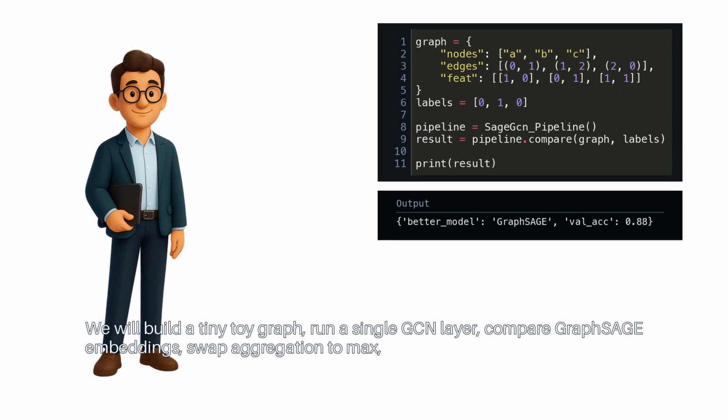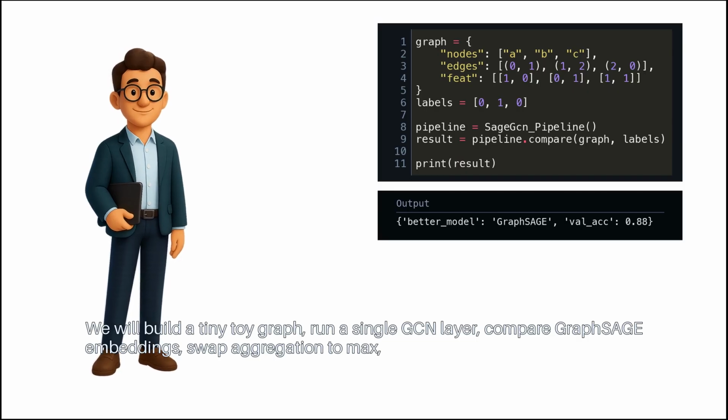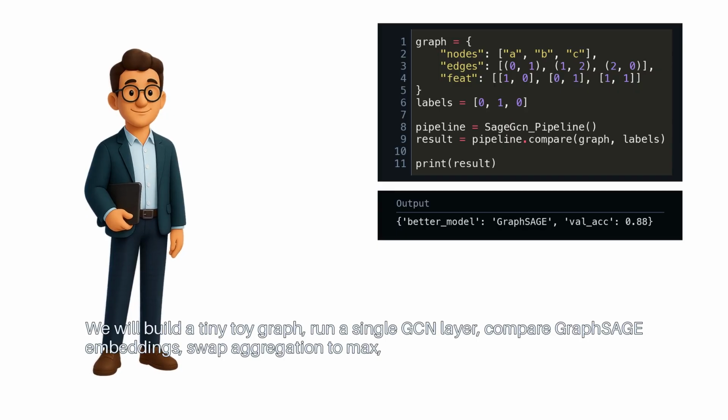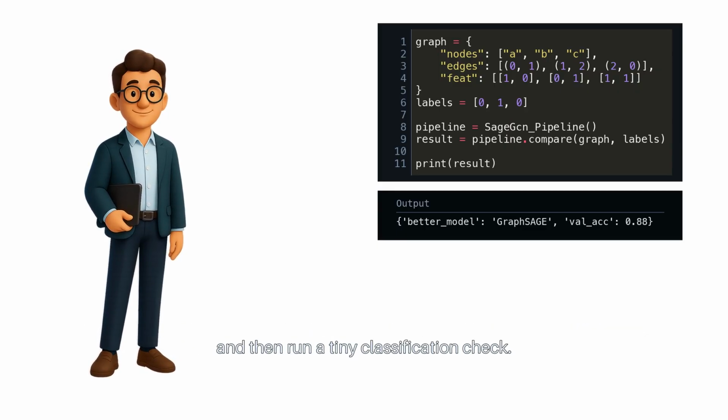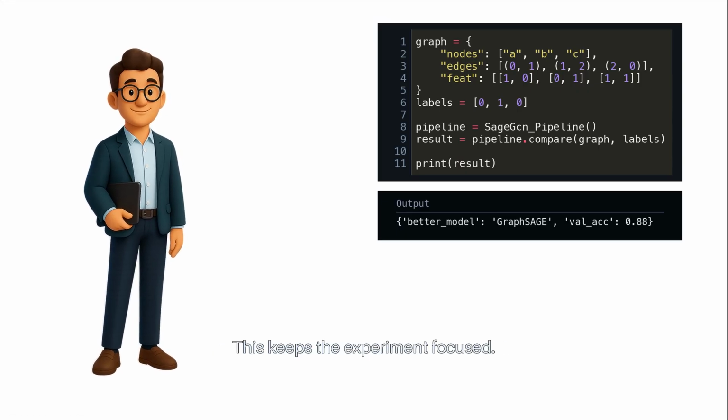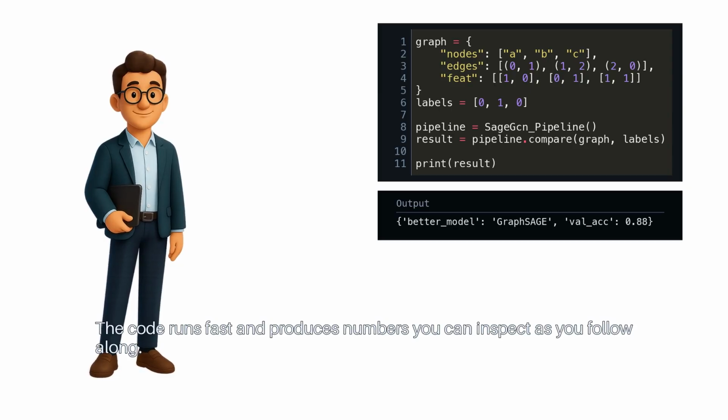We will build a tiny toy graph, run a single GCN layer, compare GraphSAGE embeddings, swap aggregation to max, and then run a tiny classification check. This keeps the experiment focused. The code runs fast and produces numbers you can inspect as you follow along.